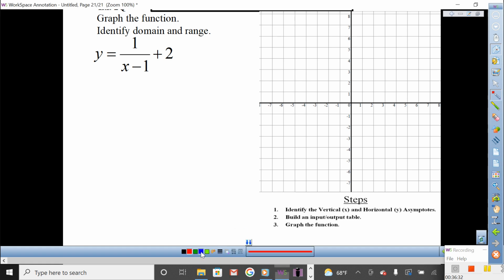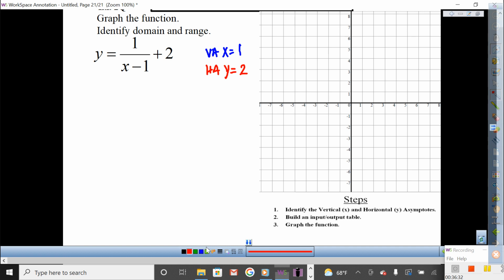So the first thing I do, in blue, I'm going to write VA x equals, and then in red, HA y equals. I'm going to identify those and plot them on my graph so that I know not to cross those. So by looking at it, tell your neighbor what x equals and what y equals, please. Tell them what they are. All right, Lexi, x equals 1 and y equals 2.